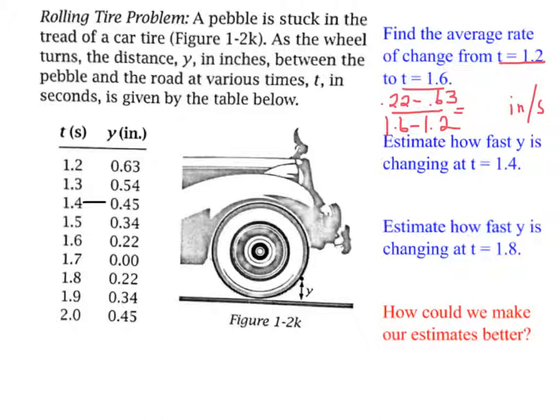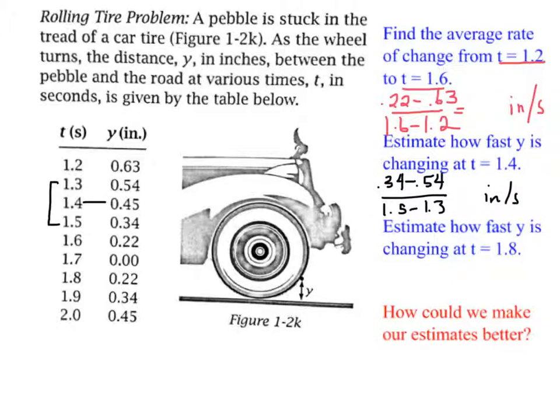I want to know right here, how fast is it changing? Well, remember on the graph, we picked spots on either side and used that to connect and estimate the slope. I'm going to do the same thing here. I'm going to pick the 2 spots on either side, and I'm going to do change in y over change in x. And again, it will be inches per second.